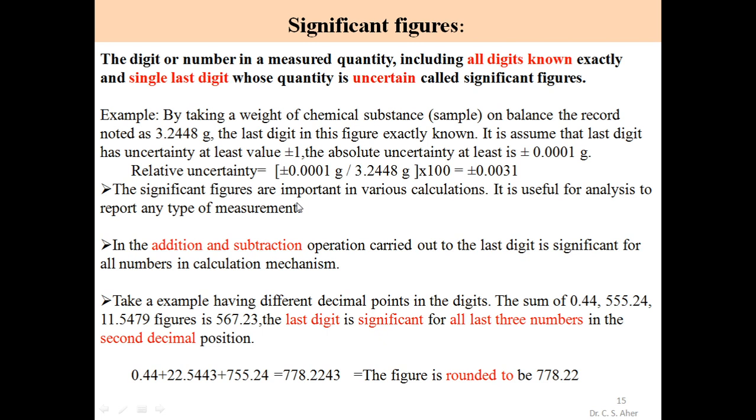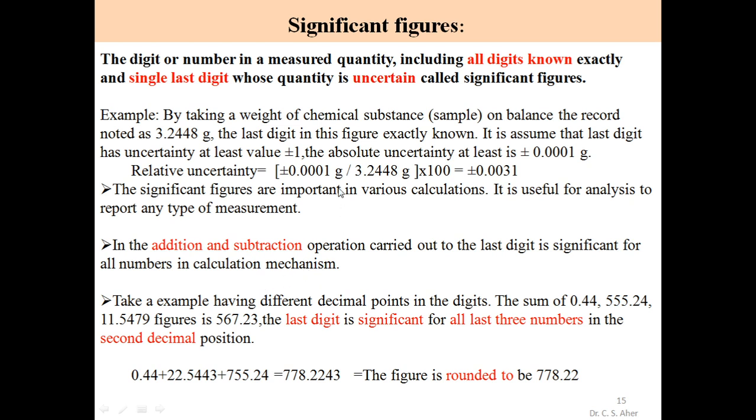Significant figures are important in various calculations. They are useful for analysis and for reporting any type of measurement. So when we record any measurement or observation, significant figures are very important. In addition and subtraction, the result is carried out to the last digit that is significant for all the numbers in the calculation.